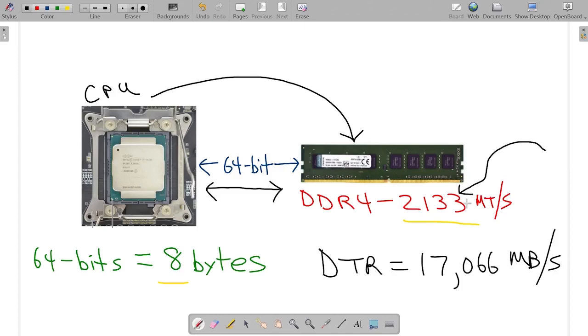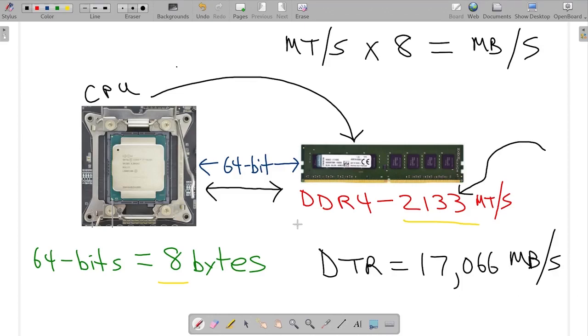Other types of RAM with higher mega transfers per second will send more megabytes per second, but basically all you're doing is using the same equation. You'll say mega transfers per second times 8 and solve for bytes. So that'll equal the amount of megabytes per second. And that's it. That'll be your equation, regardless of what DDR4 or 5 or whatever you're using.